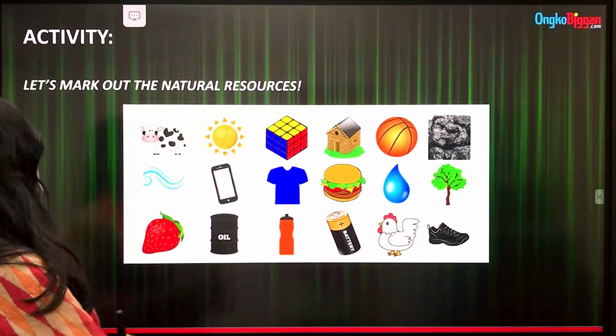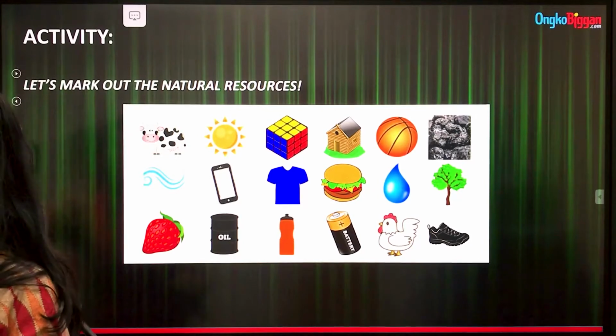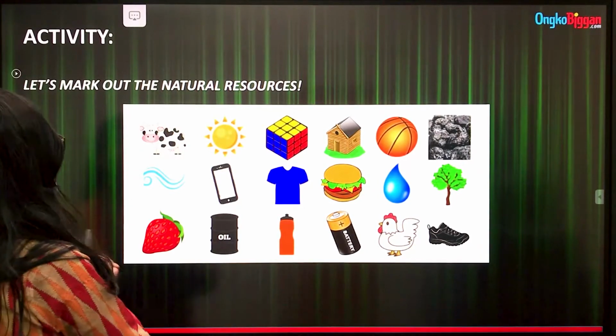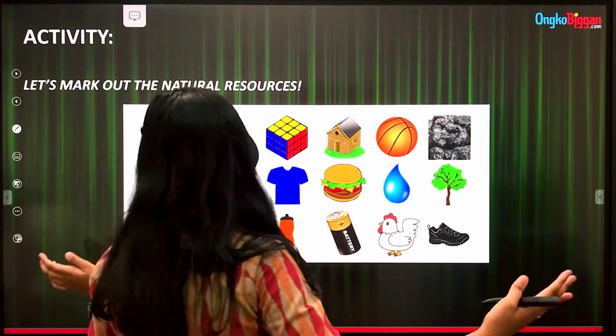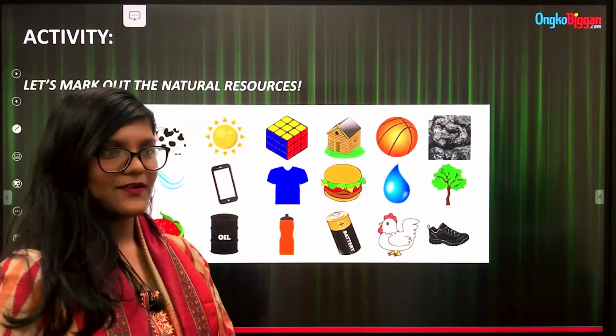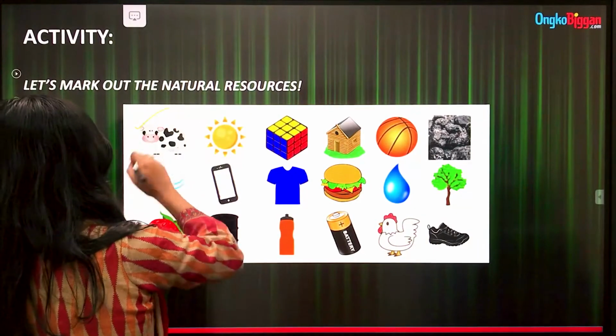Now we will solve the activity. So here we have different pictures. Here we have to mark all the natural resources. So we can see different things here. Firstly, we have a cow. So we can't make a cow. Cows are naturally born. So these are made by God. So this is a natural resource.